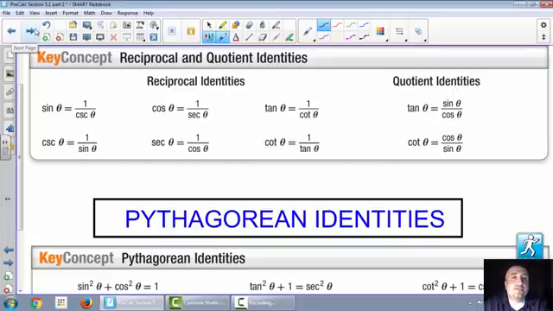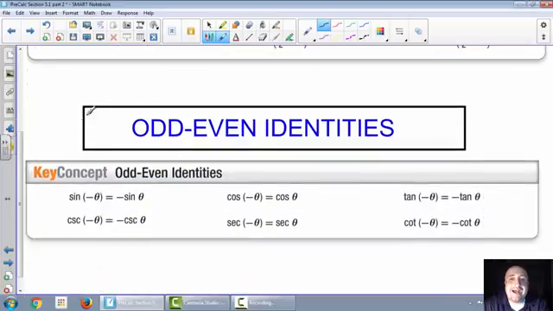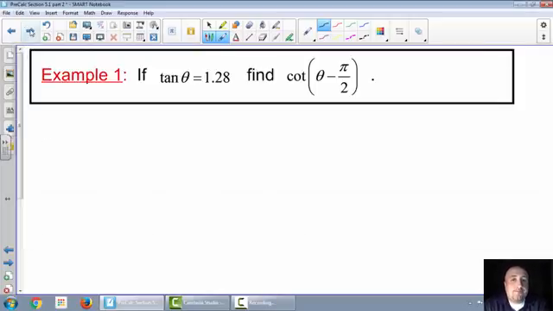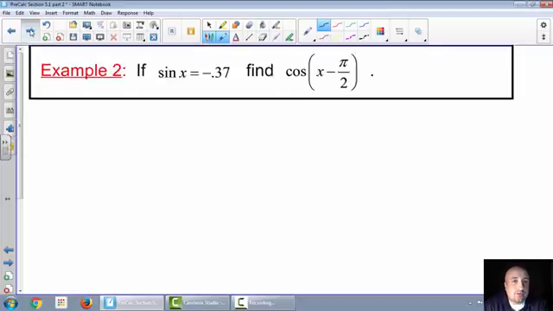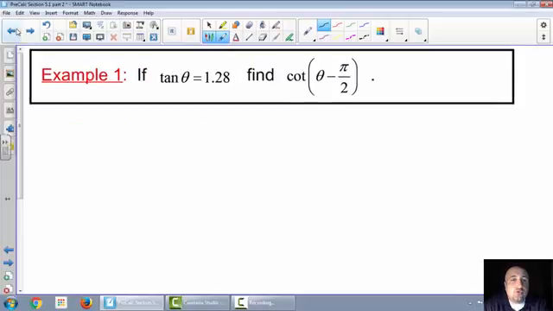Now this next portion of the video, we have some more identities that we're going to work with. The first ones are called cofunctions, and these are listed below, and then we have some that are called odd-even identities. So we're going to use these to solve some problems. Now the video goes all the way up to, I believe, example 8. The first video will go through example 4, and then 5, 6, 7, and 8 will be in video 2. So we're going to start with example 1.